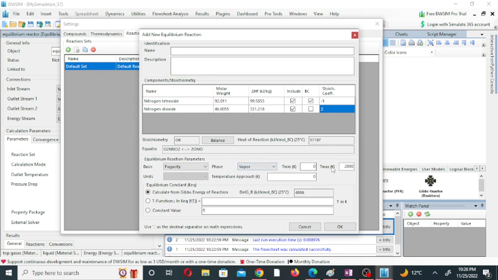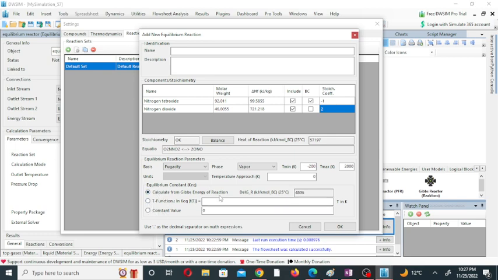The minimum temperature is 0 Kelvin and the maximum is 2000 Kelvin. So I will put the minimum temperature to minus 200 Kelvin, and the maximum temperature will be 2000. And the basis is the fugacity. So this is okay, fugacity, and this is the equilibrium constant.